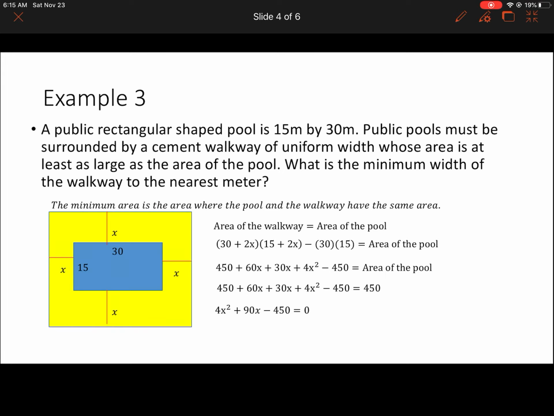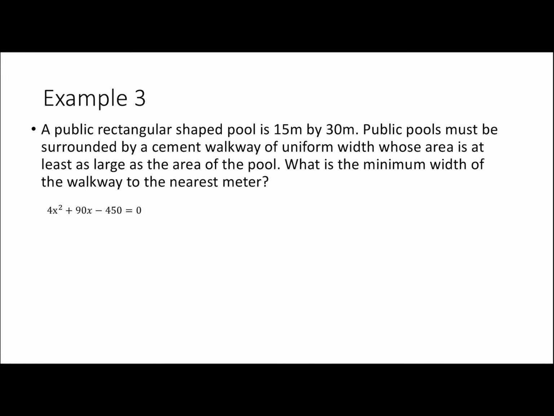Uh-oh, I think I made an error here. This 90 came from there. This 4x squared. Oh, here we go. Never mind, I didn't make an error. 450 minus 450 is 0. Take away 450, bring it to that side, right? Because of the equal sign. That's where we got the minus 450 from. Okay, can we divide by 4? Maybe, we can definitely divide.